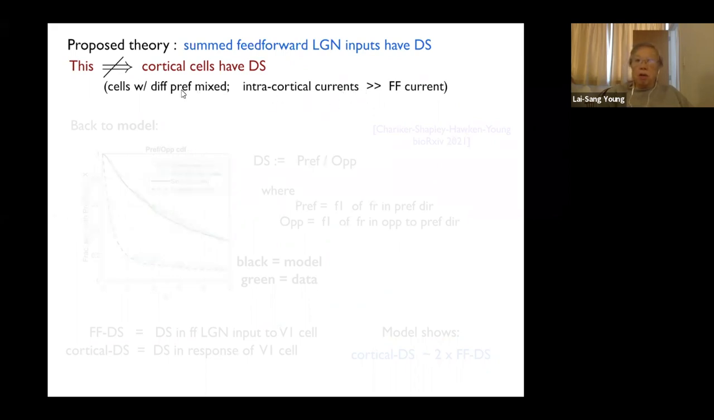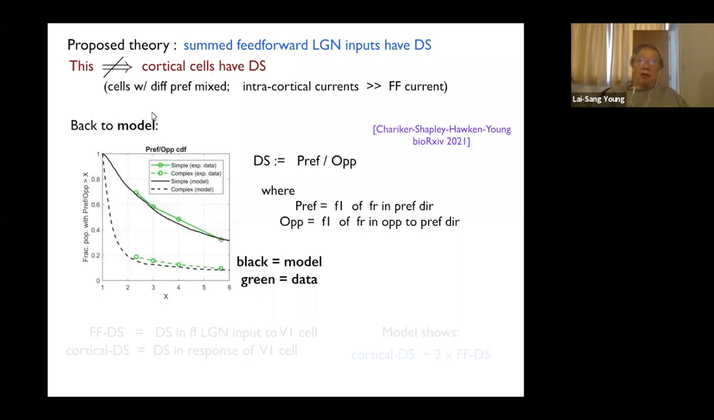And more importantly, it is not known that half of the cell's neighbors prefer each one of the two directions. Unlike orientation selectivity, where nearby cells prefer the same orientation, for direction selectivity it's all mixed, or so people think. So if you assume half of the neighbors prefer one direction and half prefer the other, why should the cortical cells still have direction selectivity, even though the input does? So we go back to our trusty model.